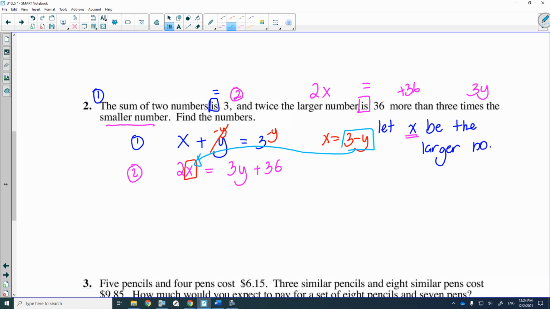If you like elimination, your first system was x plus y is equal to 3. Your second system, you've got to have your x's, then your y's, your equals, and your constant. So I'd have to bring my 3y over. So it would be 2x minus 3y is equal to 36. And what would you multiply the first system by if you're doing elimination? By 2, if you want to eliminate the x's, right? So you choose when you're doing your work. Do you want to do substitution or do you want to do elimination?